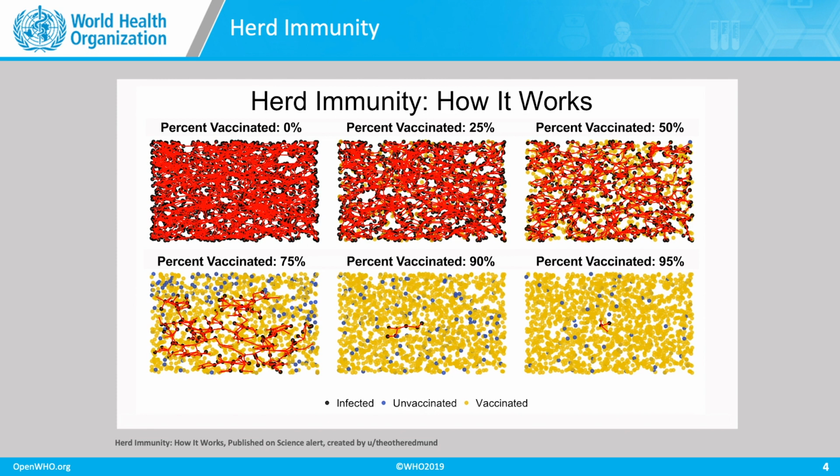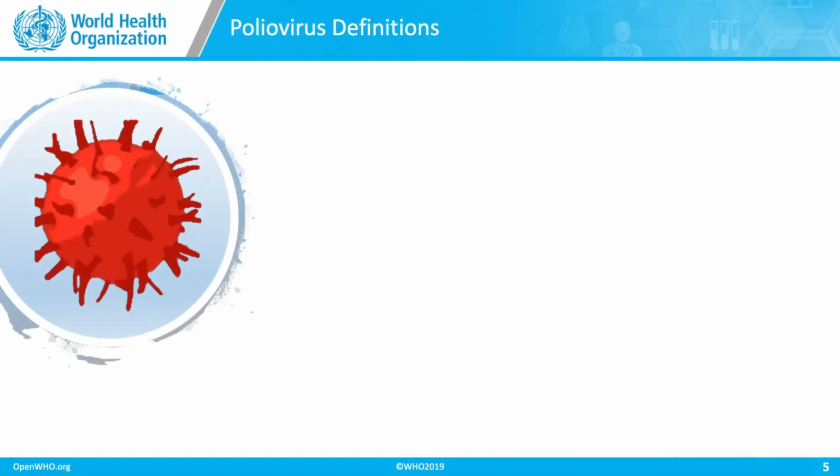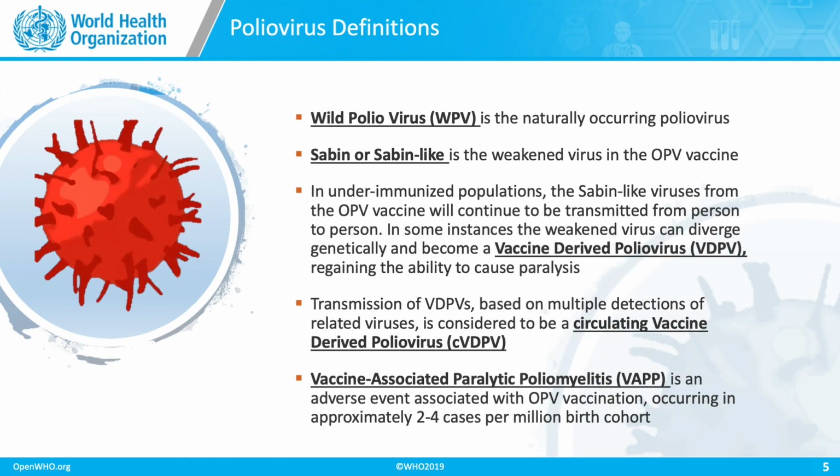When vaccination rates decline, herd immunity can break down, leading to an increase of people being exposed to and transmitting poliovirus. Let's now take a closer look at types of poliovirus. First, we have wild poliovirus, or WPV. It is a naturally occurring poliovirus found in 3 variations, types 1, 2, and 3.